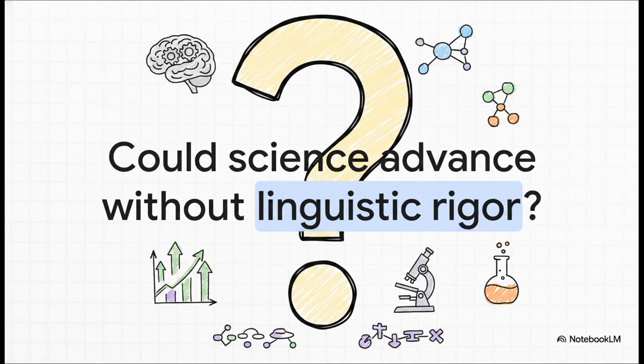Which brings us to a final thought for you to chew on. Do you think science could have advanced to the incredible heights it's at today without this level of linguistic rigor? Without this exactness, would we even be able to pass discoveries down through generations intact? Scientific language isn't just ink on a page, it's the very vehicle driving human progress.